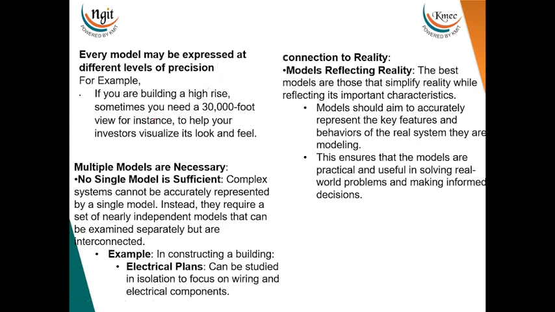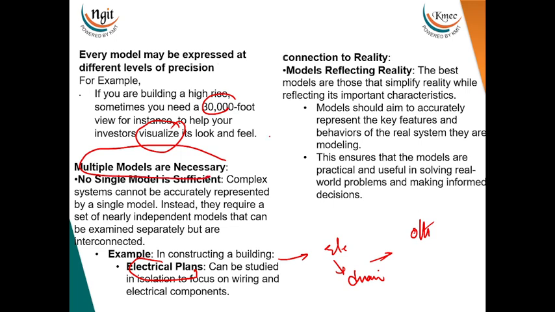If you are building a high rise of something like 30,000 feet, visualization is very important for us. Multiple models are needed; no single model can do it. For example, an electric plan is totally different from a drain plan. A drain plan is different from other views. So there are different views you can go through: how you are going for electricity, how you are going for other things. This is an example. Multiple models are needed.